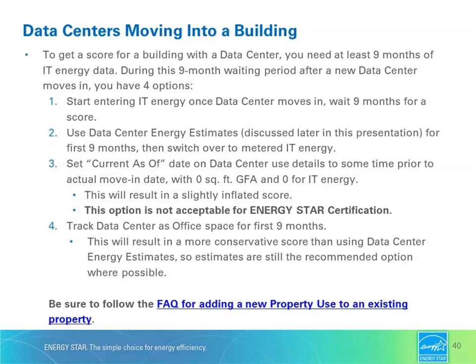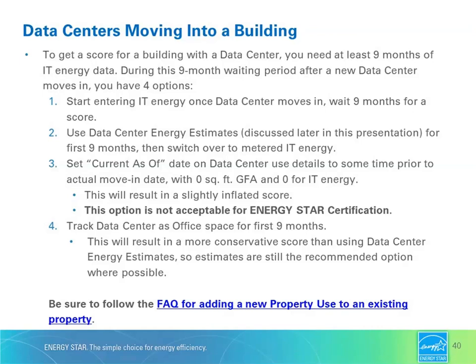So if not having a score for 9 months presents an issue because you want to apply for certification or for some other reason, then your second option is to use the data center energy estimates for the first 9 months. You can still enter your metered IT energy during this time, but if you have data center energy estimates selected as yes in your Details tab, Portfolio Manager won't take the metered IT energy into account. Once you've gathered 9 months of IT energy data, you can then change your estimate selection to no, and Portfolio Manager will then use that metered IT energy to calculate your score.